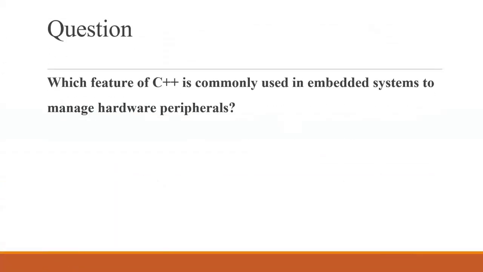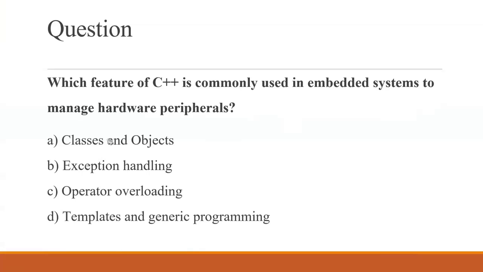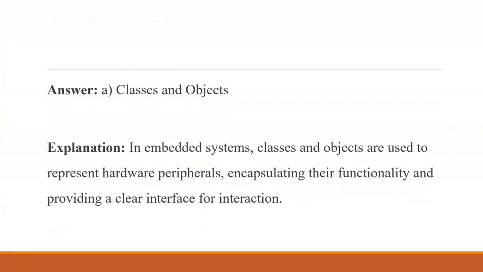Which C++ feature is commonly used in embedded systems to manage hardware peripherals? A, classes and objects. B, exception handling. C, operator overloading. D, templates and generic programming. The answer is classes and objects. In embedded systems, classes and objects are used to represent hardware peripherals, encapsulating their functionality and providing a clear interface for interaction.